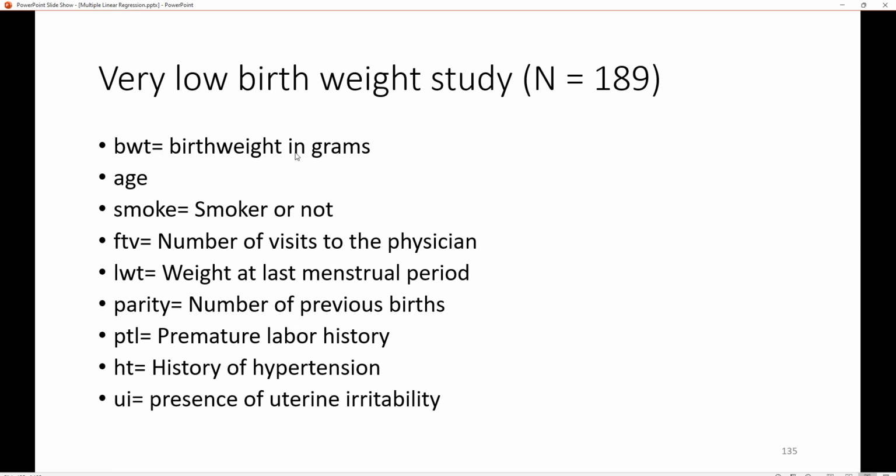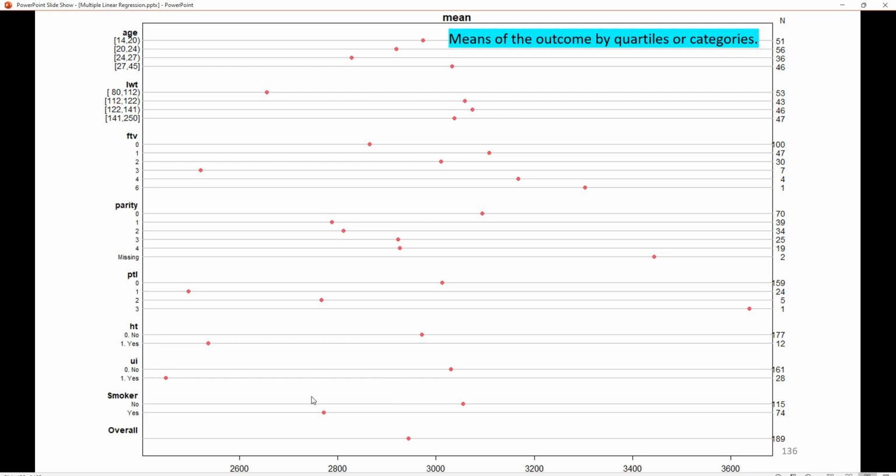The outcome is birth weight in grams, and the predictors are age, being a smoker or not, FTV, which is the number of visits to the physician, the weight at last menstrual period, the number of previous births, PTL, premature labor history, HT, history of hypertension, and UI, presence of uterine irritability. And so here are our descriptives. You can study these to get an idea of what we're going to see.